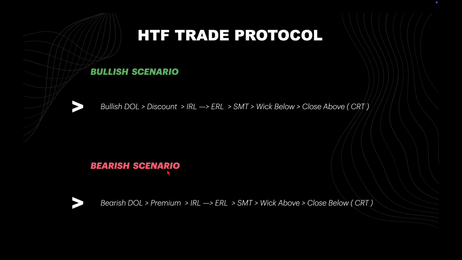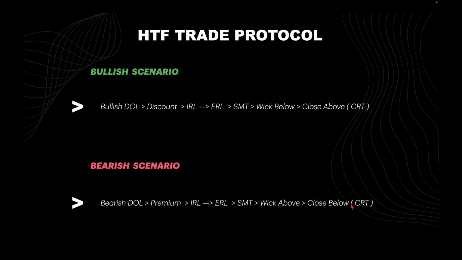And for a bearish scenario, we need to look for bearish draw on liquidity, then always mark out the premium and discount for the range, and we want to be in premium of that range. Then look for internal range liquidity pool for our draw to go lower into external range liquidity, and inside that internal range liquidity and premium, we need to see SMT form. This is very important, and in this premium area, we want to see a wick above and the body close inside the previous candle.